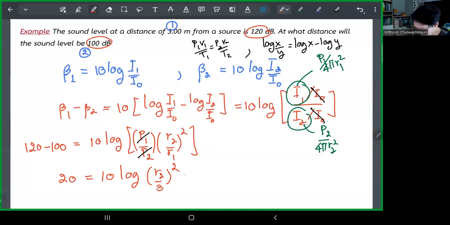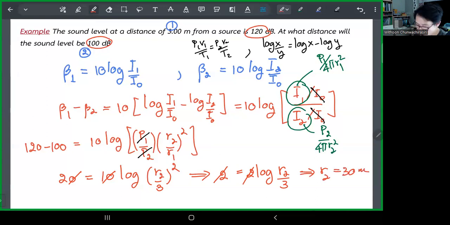It's almost done, guys. Here we go. Well done. The 2 cancels. And if everyone still remembers, log of something with an exponent, the exponent drops down to the front. Almost done. And that's it, guys. R2 is just 30 meters. And it's done.